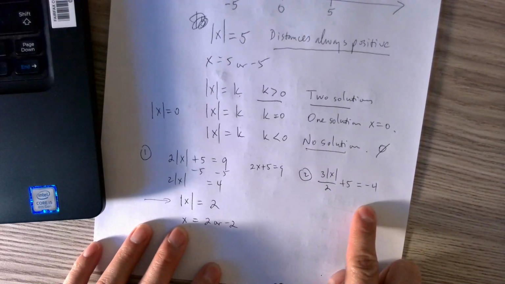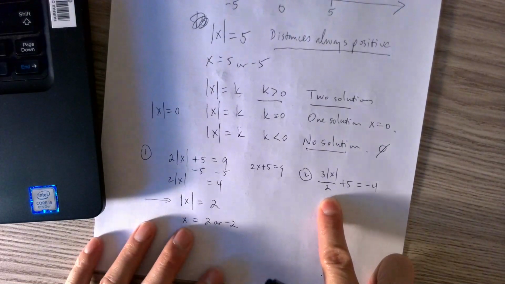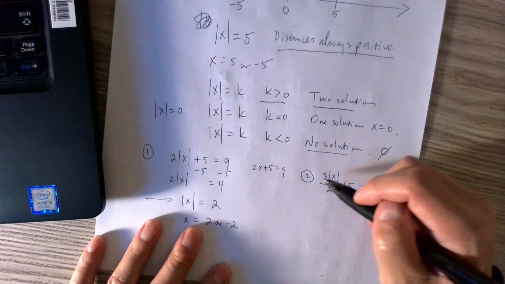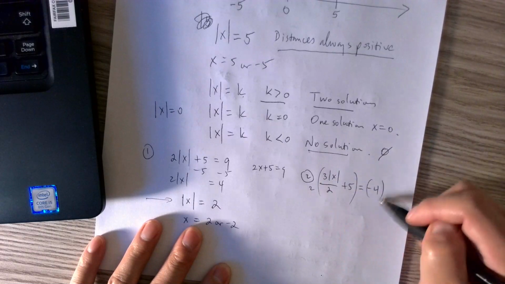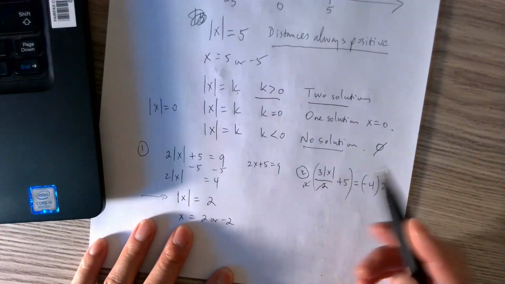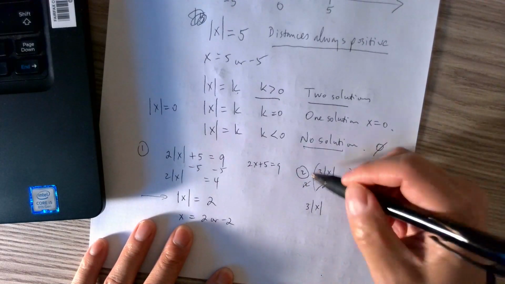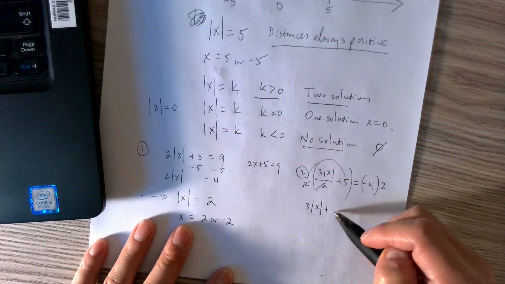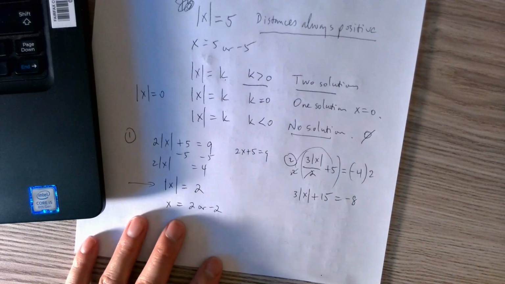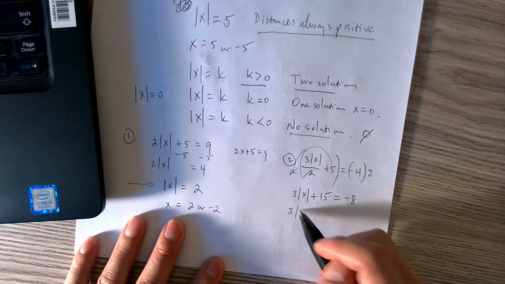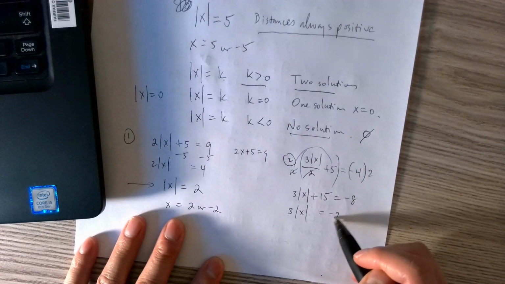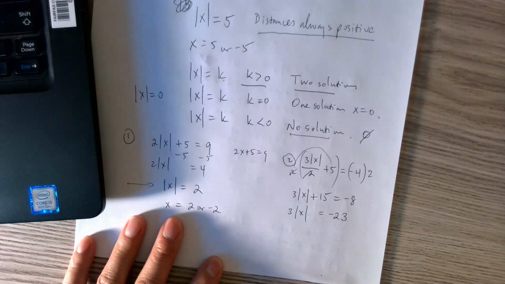Okay, in this equation, I have a fraction, and normally we don't like fractions, so I'm going to get rid of that denominator by multiplying everything by 2. Both sides. So this 2 knocks out this 2, and distributing it, 3 times 5 is 15, and on this side, negative 8. And subtracting 15 from both sides, and then dividing by 3.